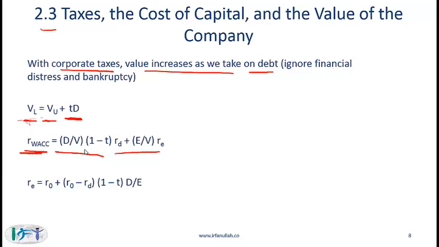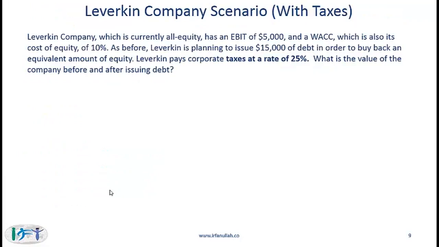And using the sort of algebra that we've seen before, we can now show that the cost of equity is given by this relationship. And I want you to remember this. Cost of equity is equal to R0 plus (R0 minus RD) times (1 minus T) times debt over equity. How is this different from the previous expression? The only difference is the 1 minus T. So when taxes are introduced, then you throw in the 1 minus T.